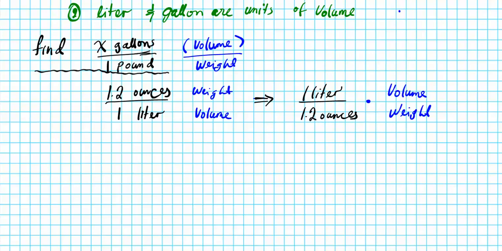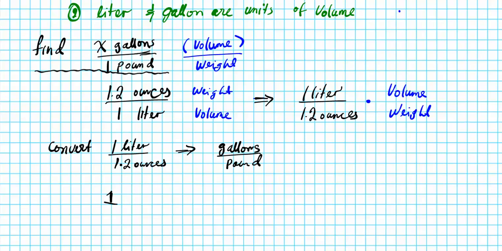Okay, so we're going to convert 1 liter per 1.2 ounces into gallons per pound. All we're going to do is use the formulas from our reference sheet. So, 1 liter per 1.2 ounces.